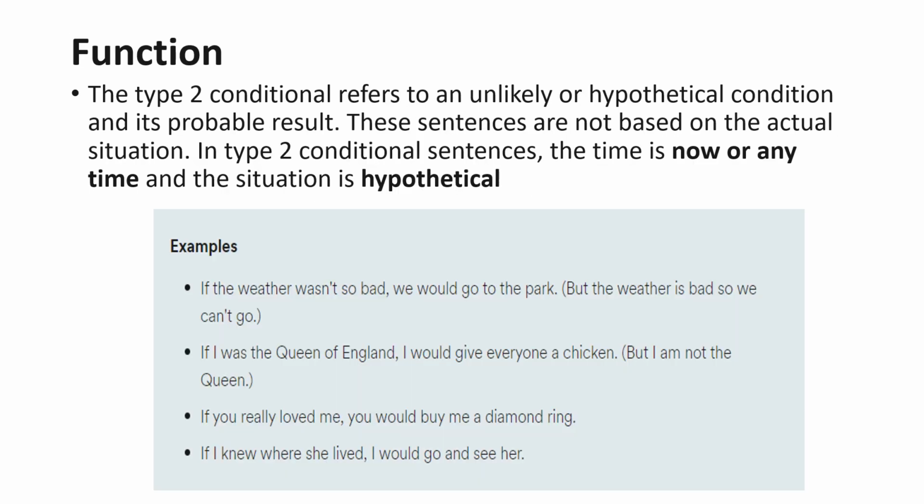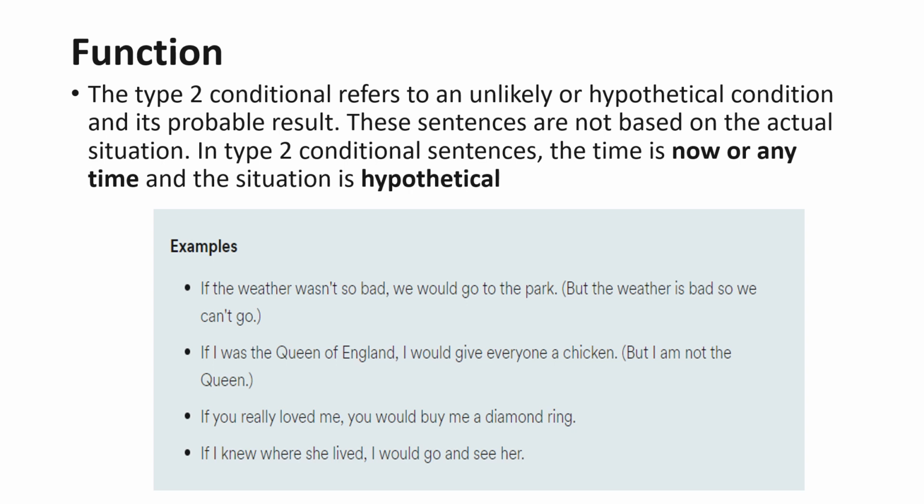Moving towards the function, the type 2 conditional refers to an unlikely or hypothetical condition and its probable result. These sentences are not based on the actual situation. So in type 2 conditional sentences, the time is now or any time and the situation is hypothetical. Moving towards the examples, you can see that if the weather was not so bad, we would go to the park, but the weather is bad, so we can't go.